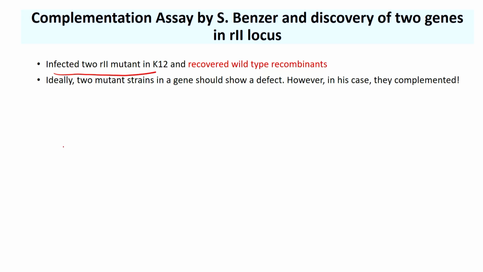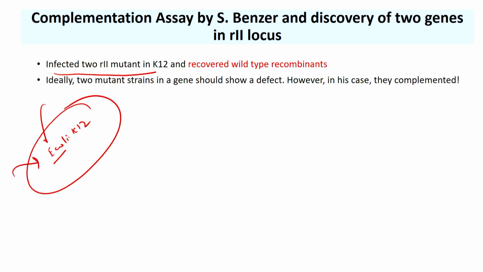So let's look at the example. What did he do? He infected two mutants in E. coli K12. The E. coli is not written just for simplicity. So E. coli K12 was infected with both the strains together, and if you infect both the strains together, you would have recombinants, right. Then he recovered these recombinants, and ideally two mutant strains in a gene show a defect, right, but in his case what he saw was that they complemented.